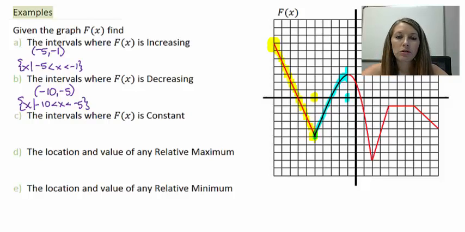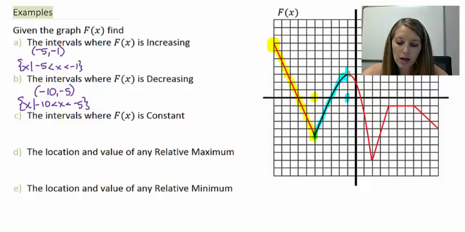Let me remind you, you do not include any endpoints here. So in interval notation, all of our answers should be in parentheses. In set builder notation, we should only have less than or greater than, no or equal to, because endpoints cannot be doing increasing, decreasing, or constant, multiple different directions at the same time.